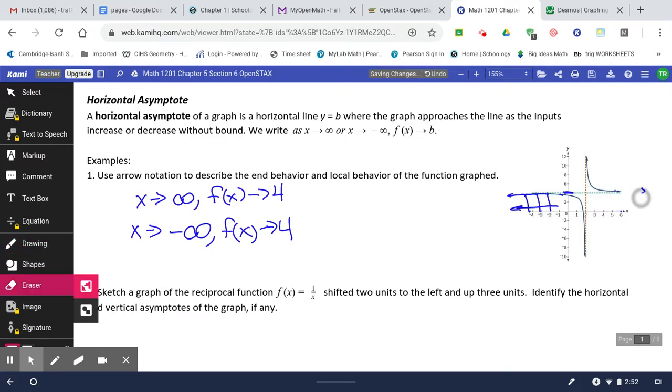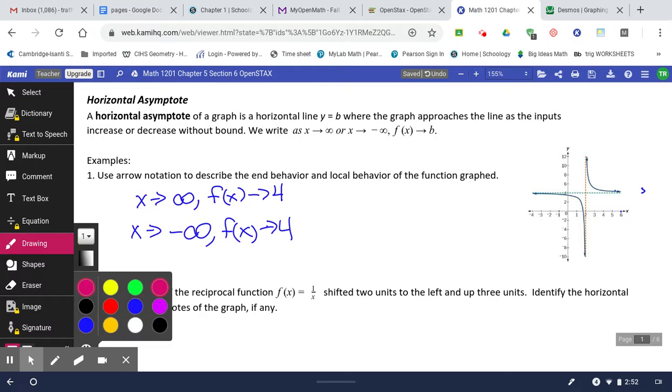So that's your horizontal. Your vertical, the local behavior. As x, that would be this one here, this is your vertical, it's at 2 here. So as x is approaching 2 from the left, so we're going this way, where's the value going? Well, it's going to negative infinity. So f of x goes to negative infinity.